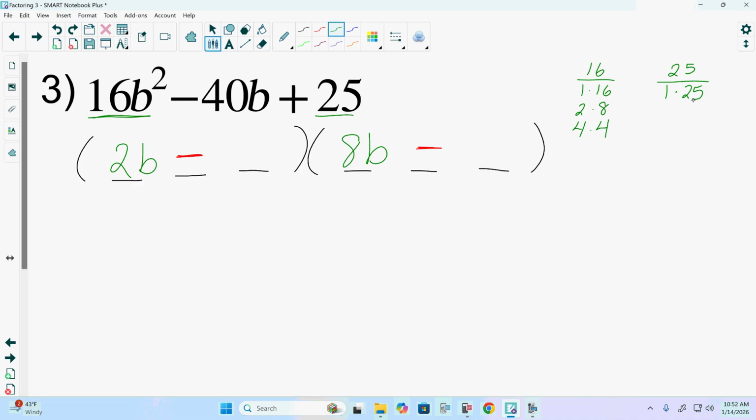4, we would just really need to divide it. 25 is not divisible by 4. 5 is, it's 5 and 5, and that's it. What do we want to try first? 1 and 25 or 5 and 5? 5 and 5.